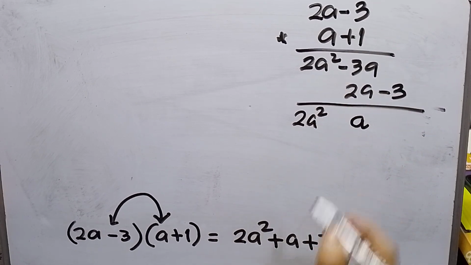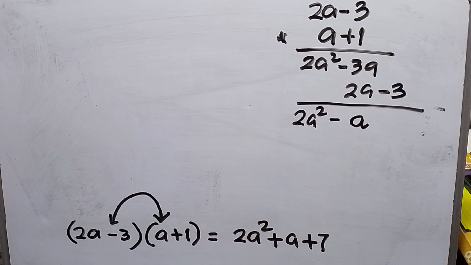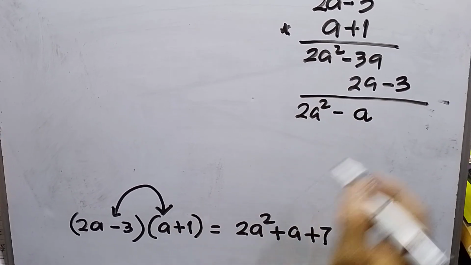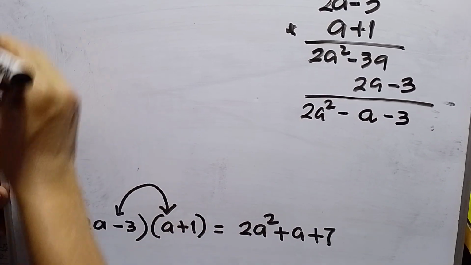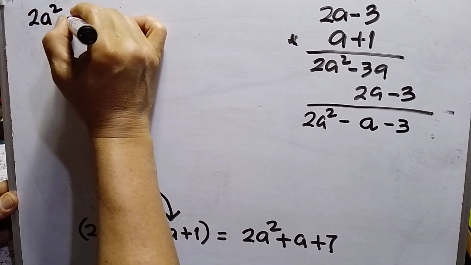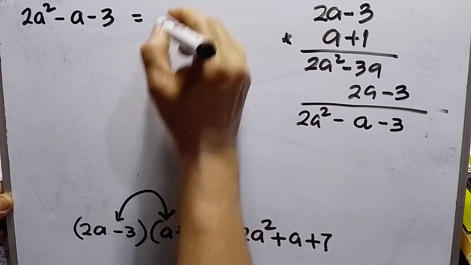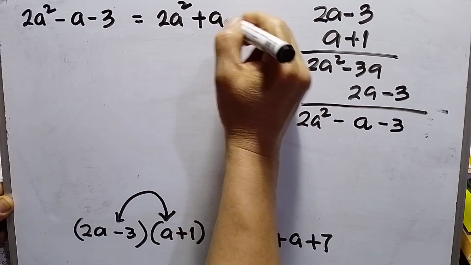Then what's the sign? The sign must be negative because 3 is greater than 2. Then 3 is having a negative sign, so therefore this is negative a. This is understood 1a. And then bring down minus 3. So for the left side, this is 2a squared minus a minus 3 is equal to 2a squared plus a plus 7.